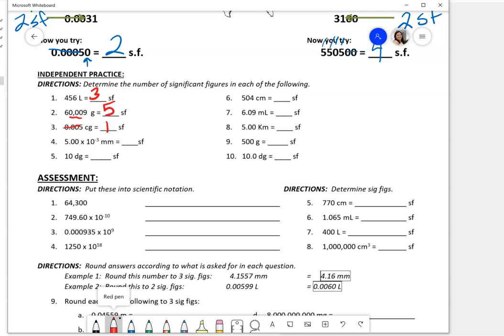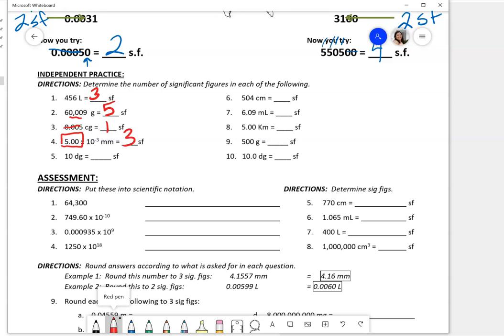5.00 times 10 to the 3. This number is in scientific notation. You know it's in scientific notation because it tells you times 10 to the power of some number. So when we're looking at this, I don't have to do anything to that number. All I do is look at the coefficient, and that's it. So that's 3 significant figures.